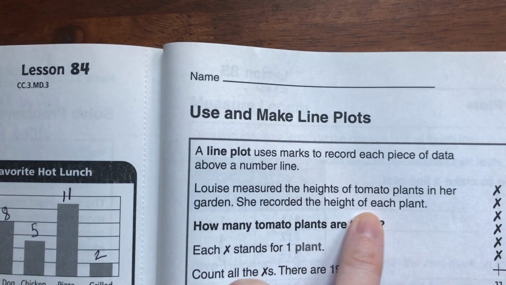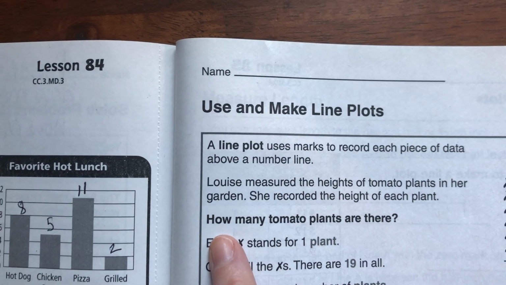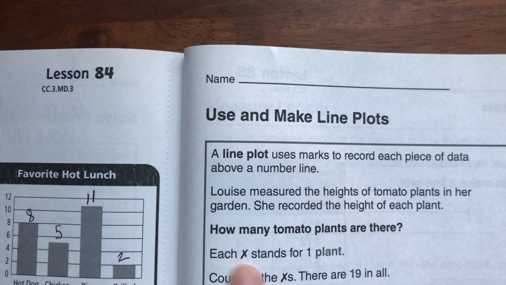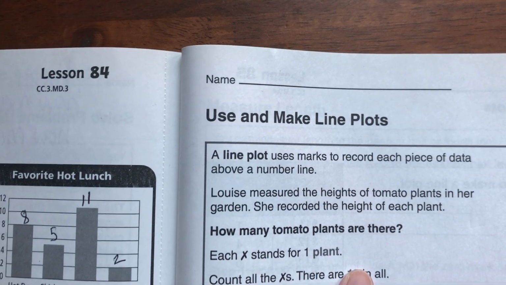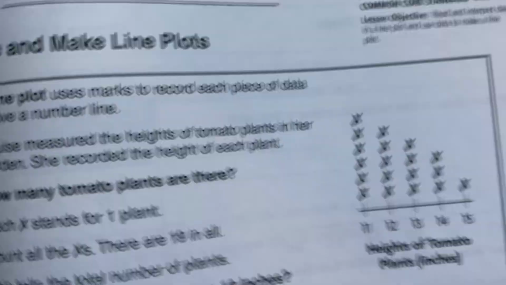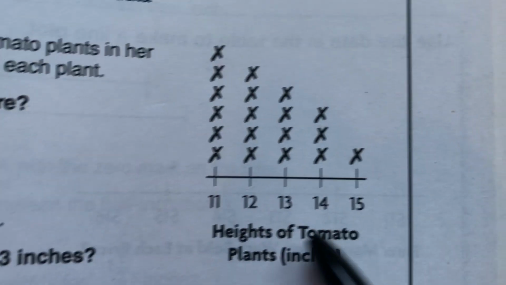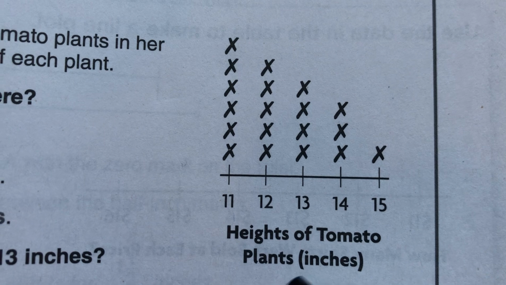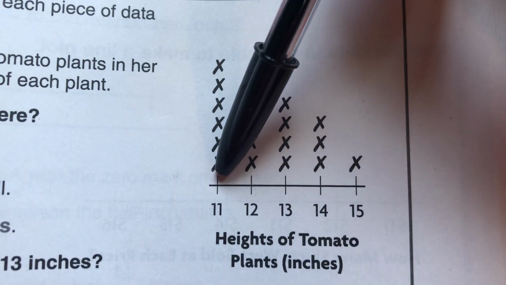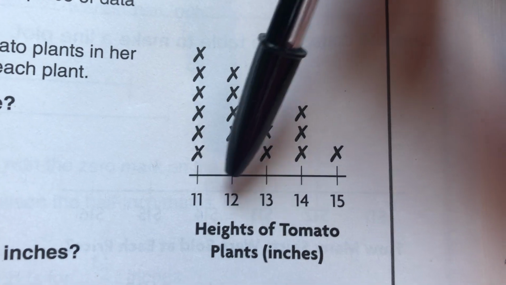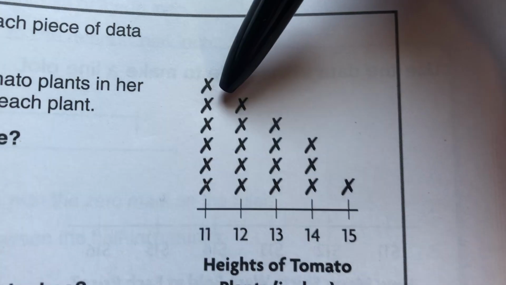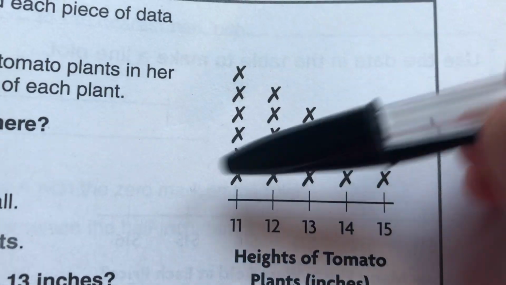She recorded the height of each plant. How many tomato plants are here? Each X stands for one plant. Count all the X's. So if we look over here, it says height of tomato plants in inches. Under here, we have 11 inches, 12 inches, 13 inches, 14 inches, 15 inches. Each one of these X's stands for one plant.